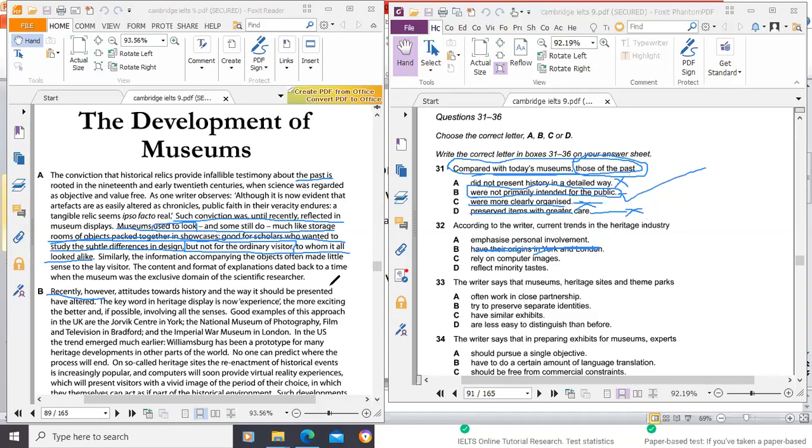Let's look at what they have to say here. Recently, attitudes towards history and the way it should be presented have altered. The keyword in heritage display is now experience. This is very interesting. Experience of what? The more exciting, the better, and if possible, involving all the senses. Now, this looks like what they want, because that is recently, the current trend.